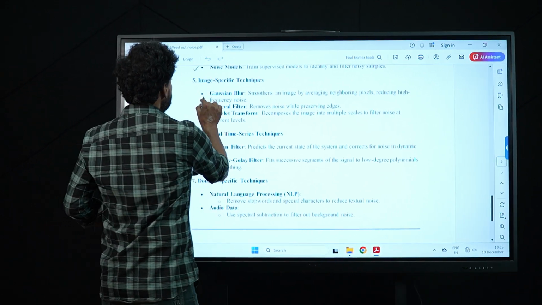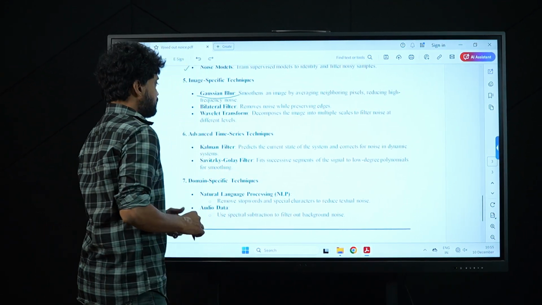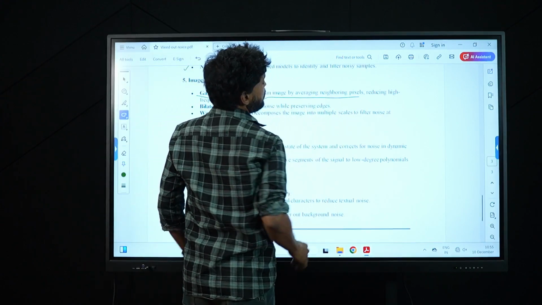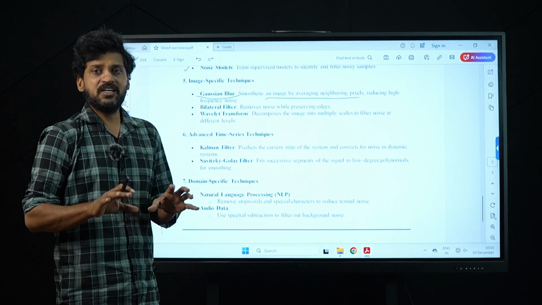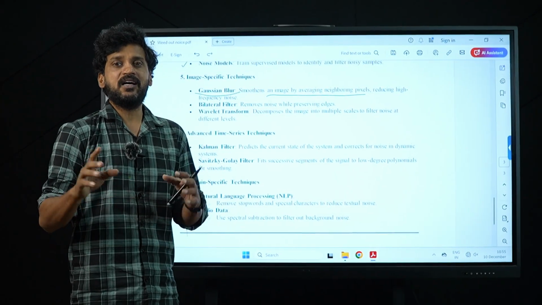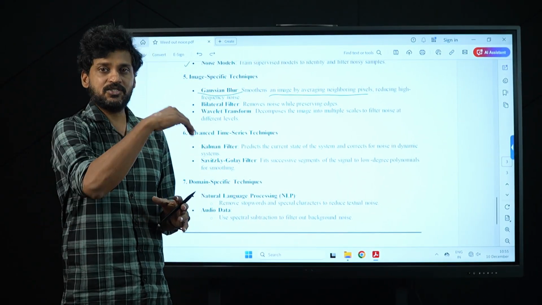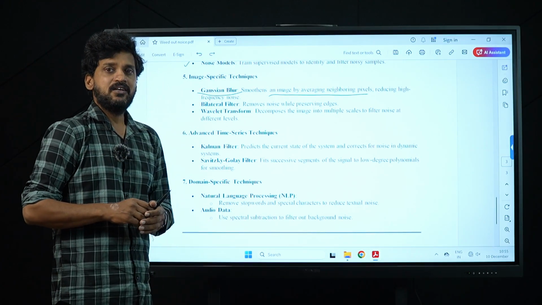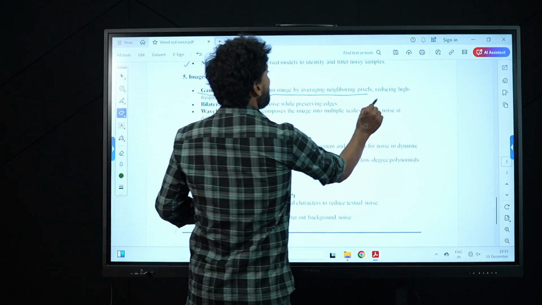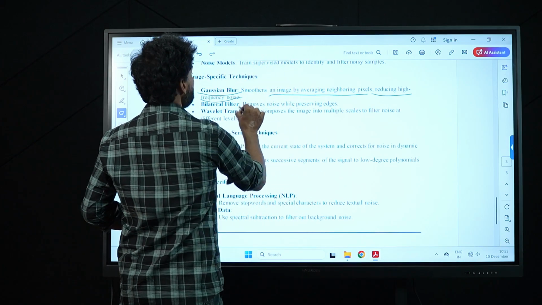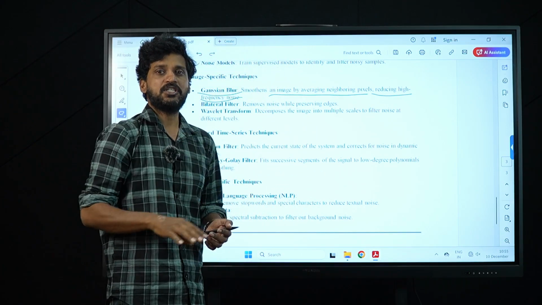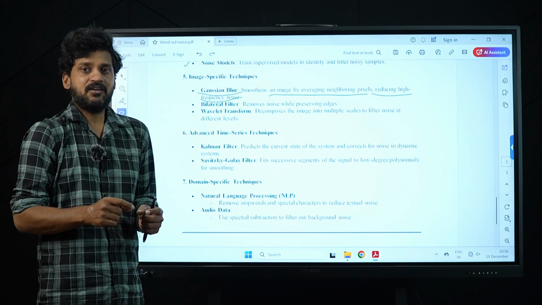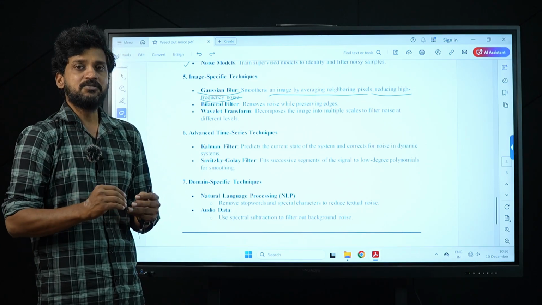Next, the Gaussian filter, Gaussian blur, whatever you call it, smoothens an image by averaging neighboring pixels. Here, the image will be completely smoothened by taking the average of the neighboring pixels as we discussed earlier. This is called a Gaussian blur. It is going to completely reduce the high frequency noise. If there is high frequency noise, a white patch comes on the picture. That white patch can be reduced, after which the image will be smoothened.